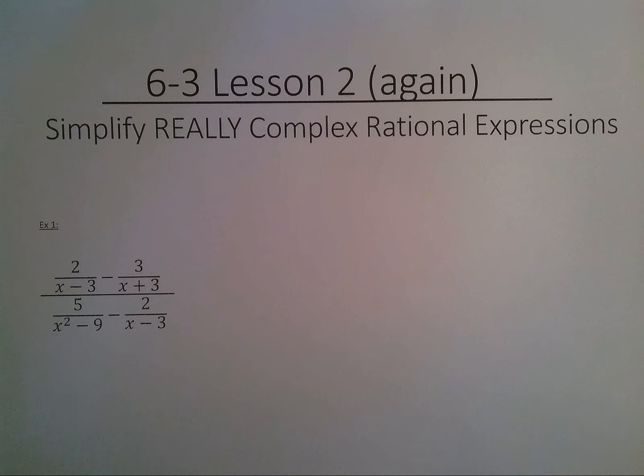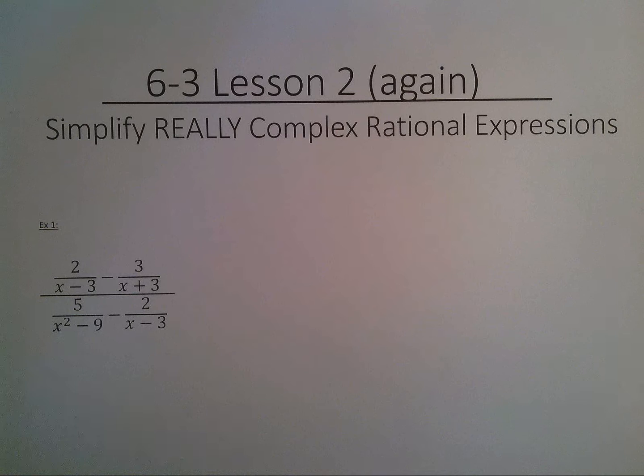Alright, this is 6.3 lesson 2 again. So I'm doing another example on a separate video because these are a little bit long and complex. So I have 2 over x minus 3 minus 3 over x plus 3, all divided by 5 over x squared minus 9 divided by 2 minus x minus 3. Step 1 is let's expand what we can expand.